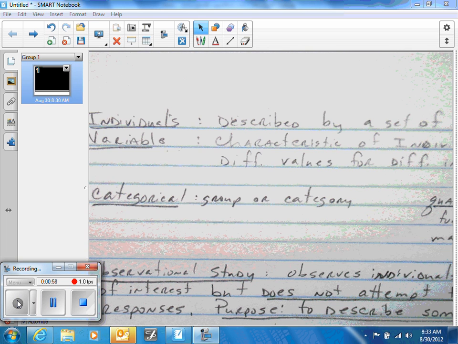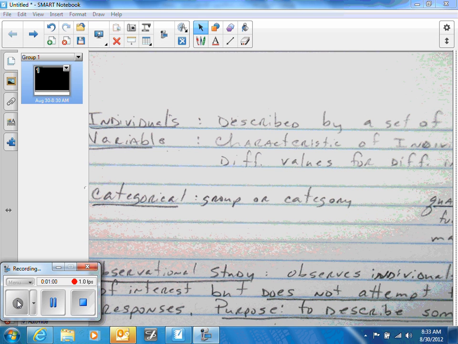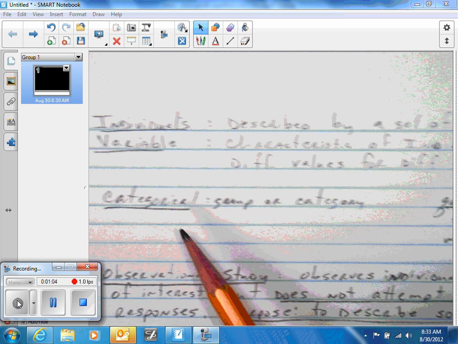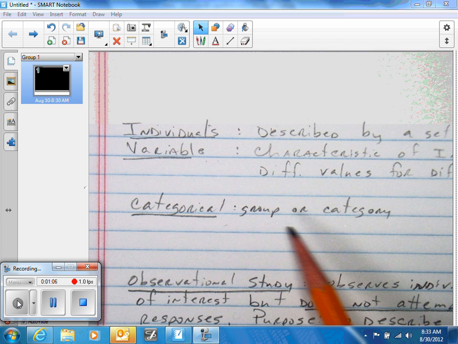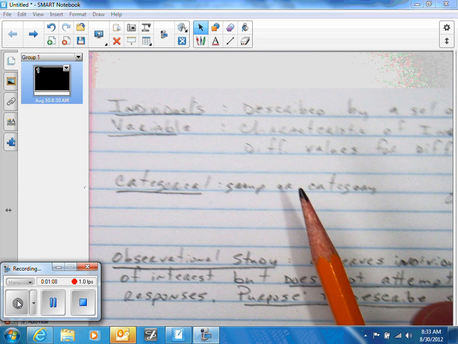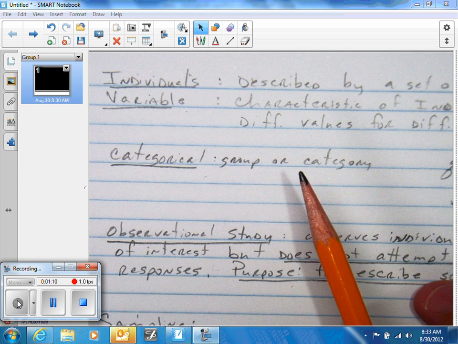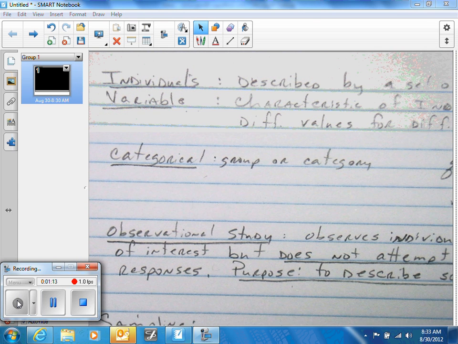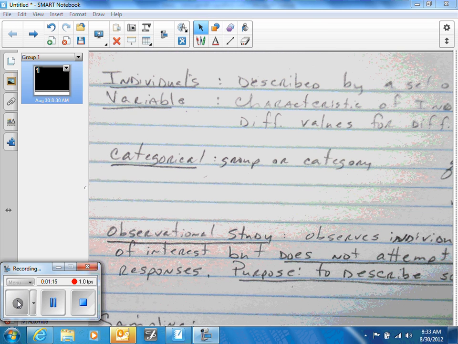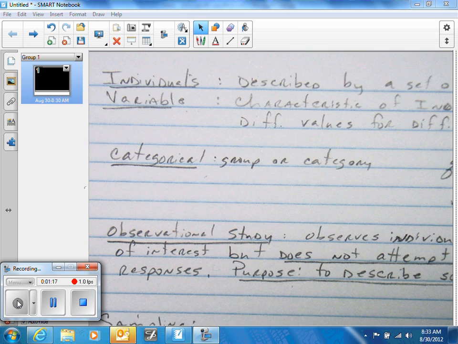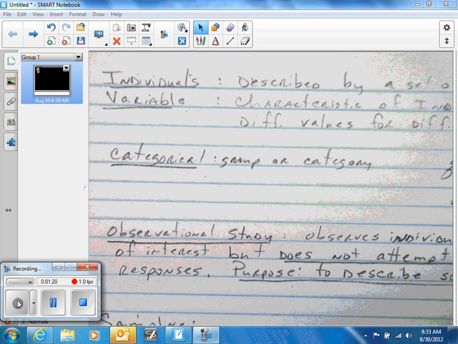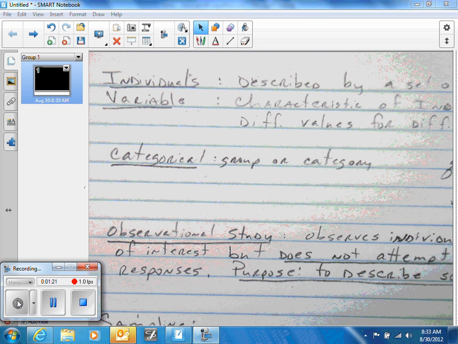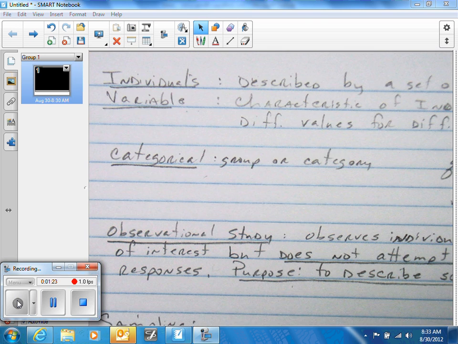So when we have a set of data, we can put them into two categories. There are categorical, which is a group or a category, and those things can be something like colors. They could be items that you can't average, zip codes, social security numbers, and so forth.